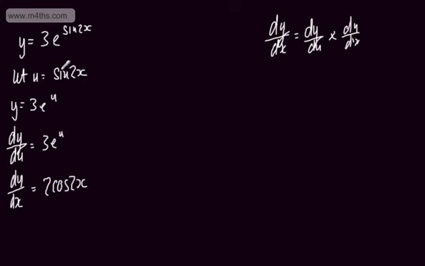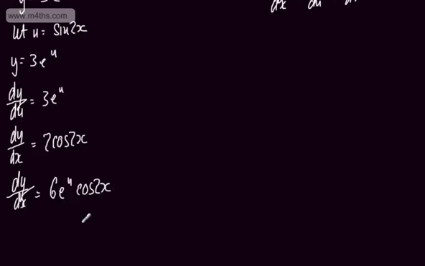Essentially, we differentiate the outside function, we rewrite the inside function and multiply through by the derivative of the inside function. So we can now say that dy by dx is the multiple of these two. So we're going to get 6e to the u cos 2x. But we know that u is equal to sine 2x, so we can write that dy by dx will be equal to 6e to the sine of 2x multiplied by cos of 2x. And that's the derivative.